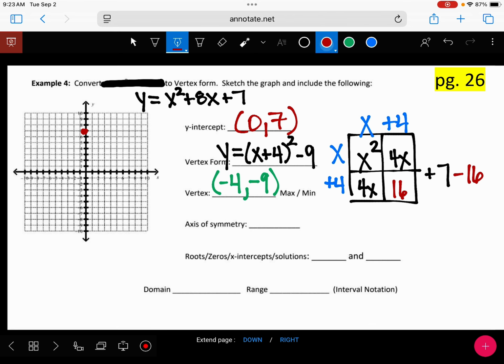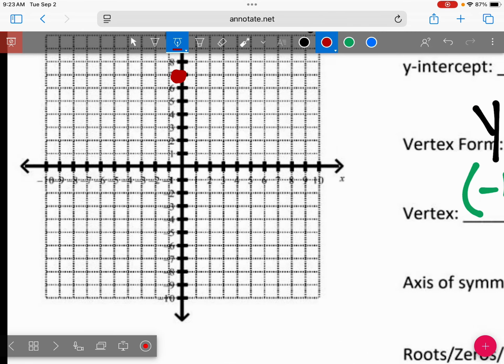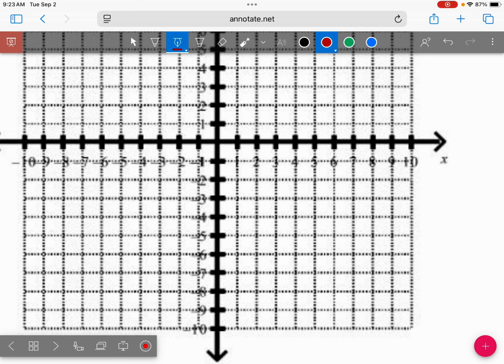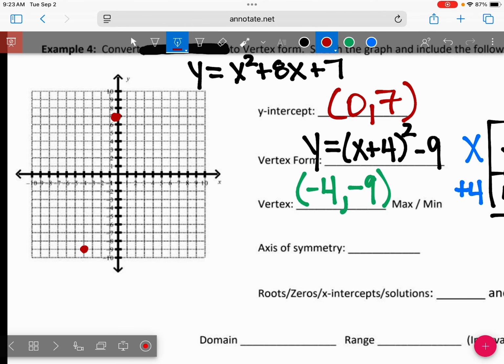Let's go to our graph. Let's put a point there. Negative 4, negative 9. Put a point. That's where the graph is going to do its U-turn. All right. The middle of this graph is at x equals negative 4. So what that means is that if I were to draw a dashed line at negative 4, that would be the middle.